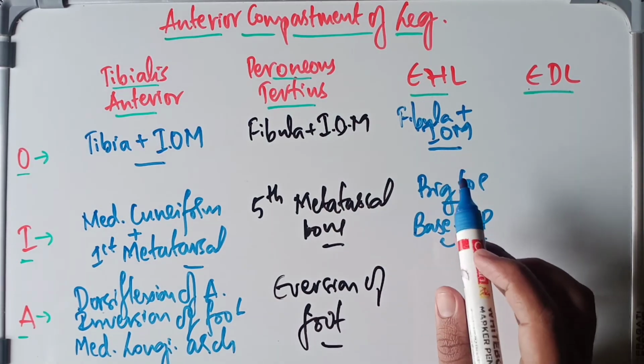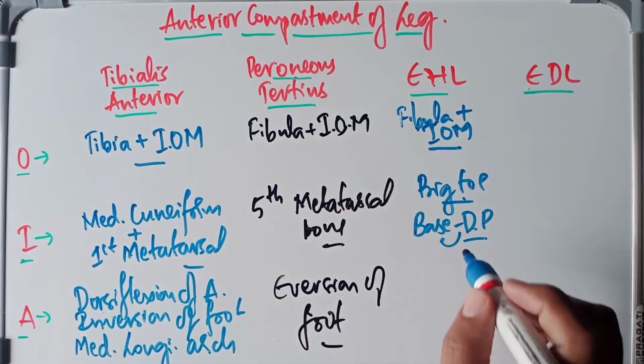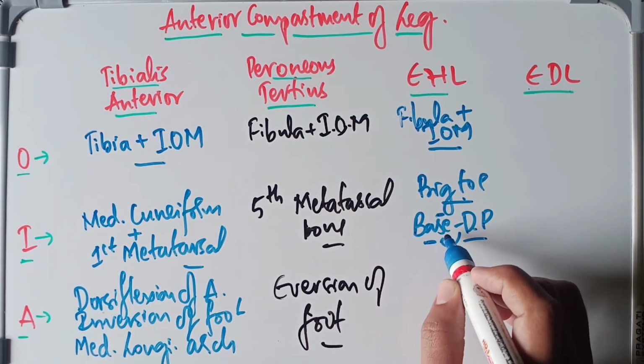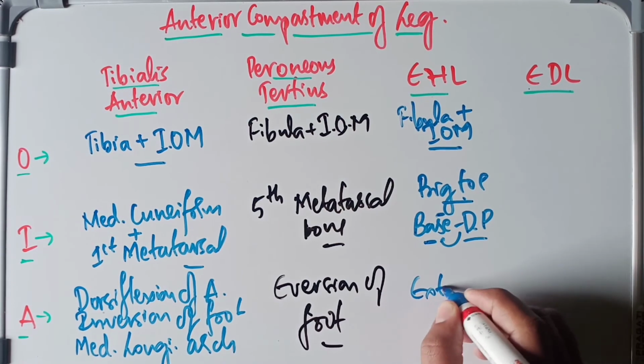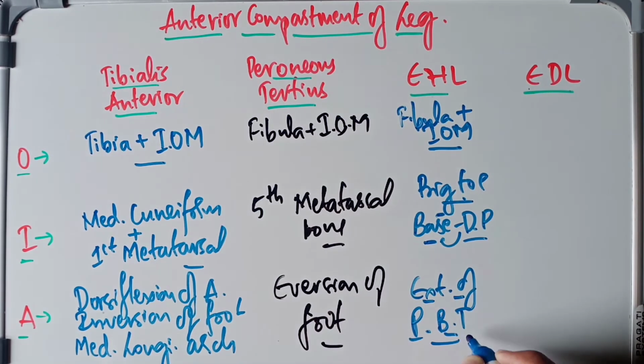Finally, action of the extensor hallucis longus: again it helps in the dorsiflexion of the foot, as well as it also helps in the extension of the phalanges of the big toe. Remember, it is inserted here, right? It helps in the extension of the phalanges of the big toe. Remember, extension of the phalanges of the big toe, that's what its action is about.